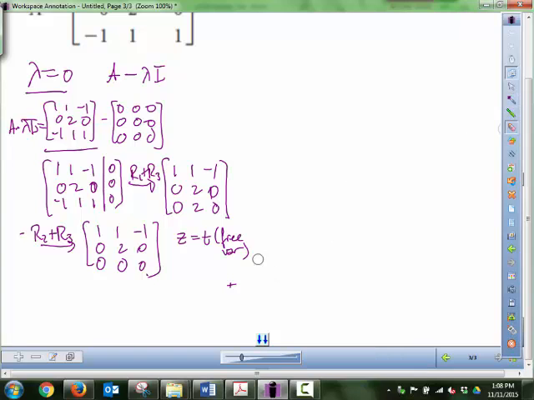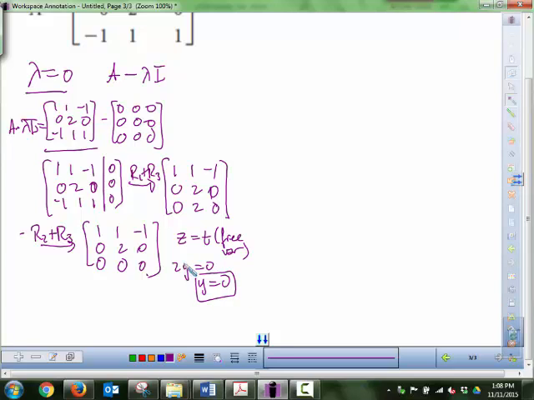So we were solving for y. We get 2y plus 0 is equal to 0, so that just gives y is equal to 0. And then the last one, our first line over here, x plus y minus z is equal to 0, y is equal to 0, and z is equal to t. So bring the t over to the other side. X is going to be equal to positive t, right?